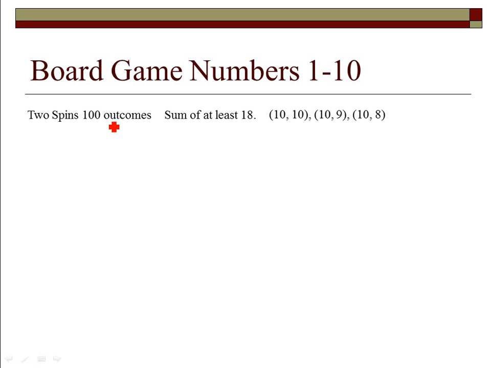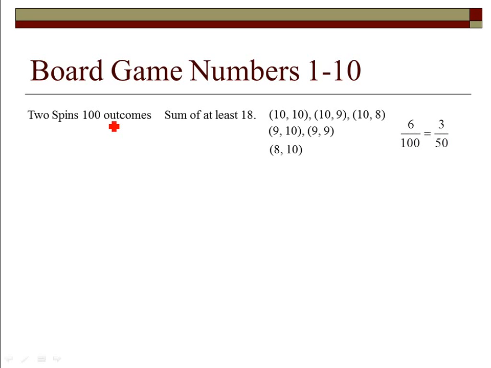Okay, well, what if my first spin was a 9? Well, I could win if I get 9 and a 10 or 9 and a 9. After that, I'm not getting at least 18. If I go 9, 8, now I've got a sum of 17. If my first spin was an 8, well, the only way I'm going to do it is doing an 8 and a 10. Well, there's 6 possible ways of getting a sum of at least 18. So I have 6 out of 100 possibilities, or 3 over 50.